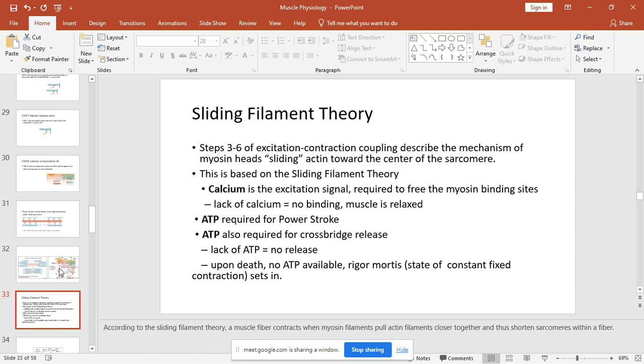Absolutely, guys. Okay, guys, I'd like to briefly tell you about the sliding filament theory. The sliding filament theory is basically from step 3 to step 6. So these are basically the events that are going to happen from the activation of the troponin to the time that your myosin is going to pull the actin towards the M line, that will lead to the shortening of the sarcomere. So it's a very simple concept.